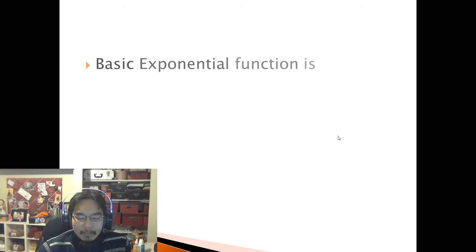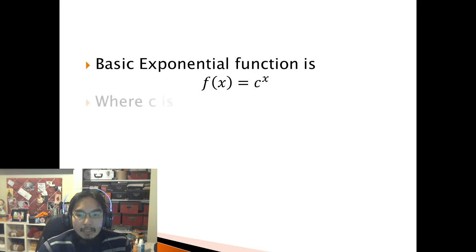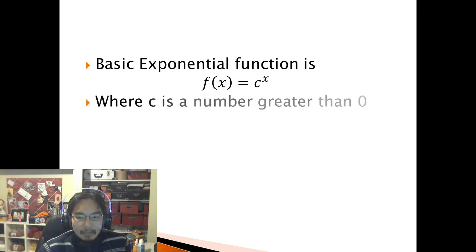Now, an exponential function looks as follows. The basic exponential function, which is what we're going to be dealing with for today, transformed exponential functions we'll deal with tomorrow, looks like this: f of x is equal to c to the power of x. c is just any number greater than 0. We won't get into too much detail as to why it has to be greater than 0. One of your assignment questions actually takes you through that.